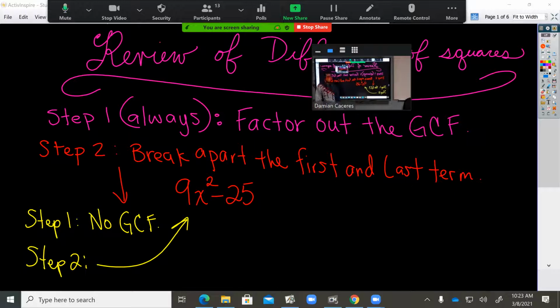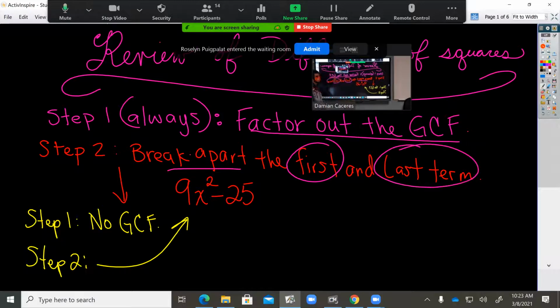All right, so there are different problems that you're going to see. The first one is what I already explained to you. Here are the two steps. Step one always is find the greatest common factor and factor it out of the parentheses. Step two, you break apart the first and the last term. That's it. No work required here. There's no calculating here. This is straight to the answer.